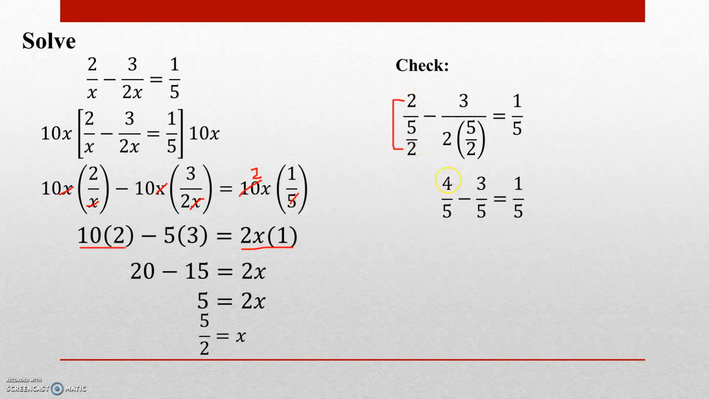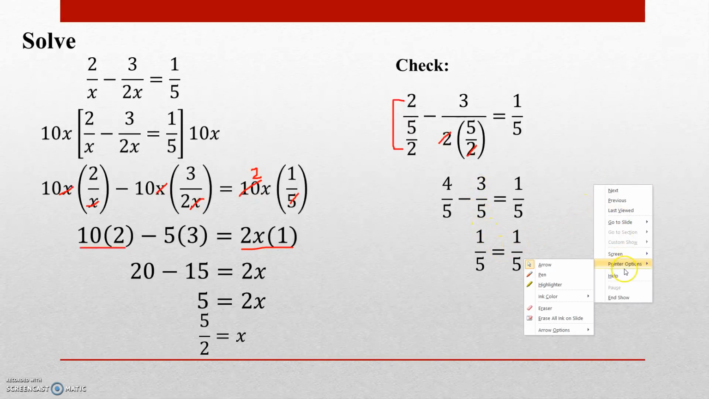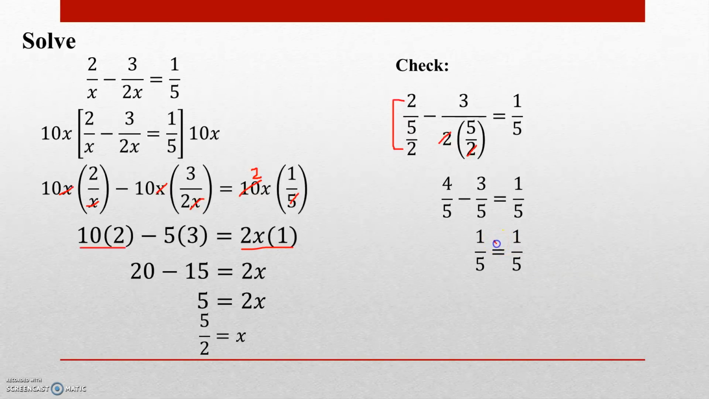So, 2 times 2 equals 4. We copy 5. Minus, ito naman, pwedeng mawala to, itong 2 dito. Kasi parehas sila. And then, we copy 3 over 5. Ayan. Equals 1/5. So, dahil sila ay similar, ay parehas lang naman ng denominator, we copy the denominator. And then, 4 minus 3 equals 1. So, since sila ay parehas, then, tamang ating sagot na x equals 5 over 2.